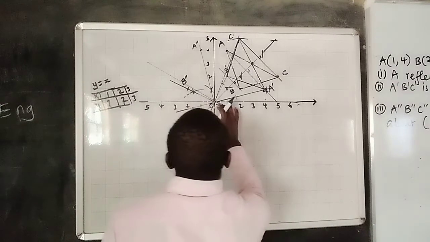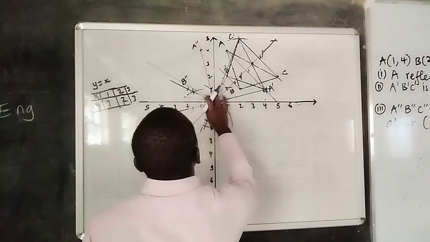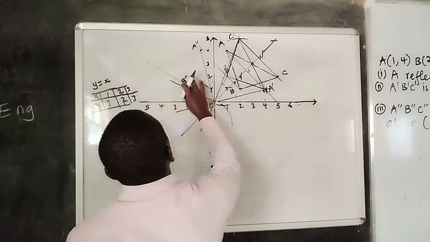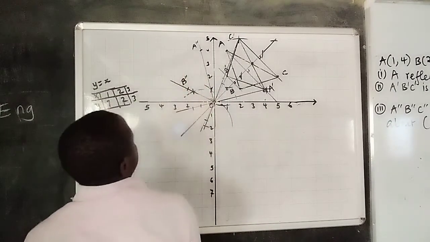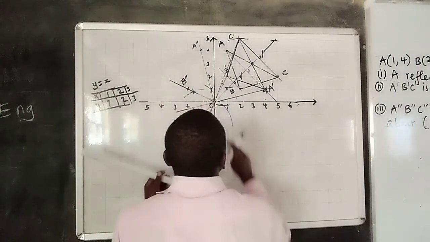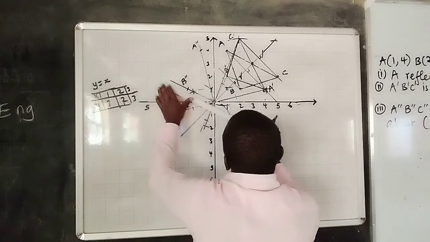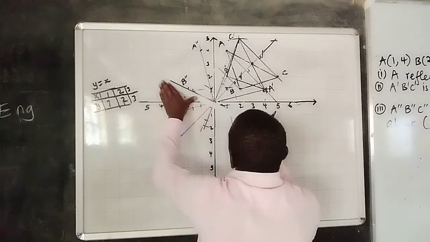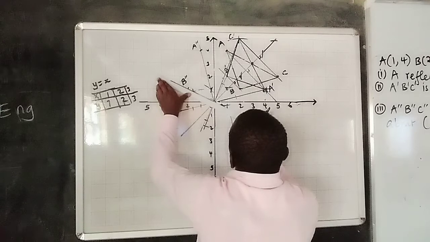Then now an equal distance from, just a minute. This perpendicular line is not very perfect. I want to make it clear. So the perpendicular line should pass through the center. It should pass through the center.